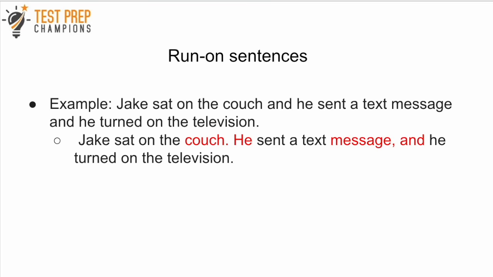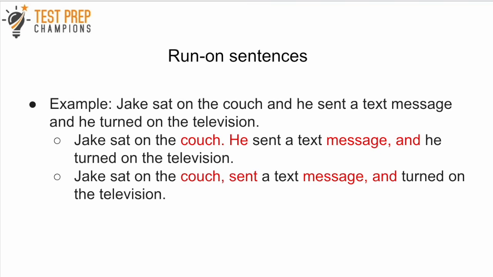So this is one way you could do it. Now, another way could be to do it like this. Jake sat on the couch, sent a text message, and turned on the television. And as you can see here, I have a comma after couch, a comma after message, then I have "and" here, turned on the television. So these are two examples of ways you could correct the run-on sentence.